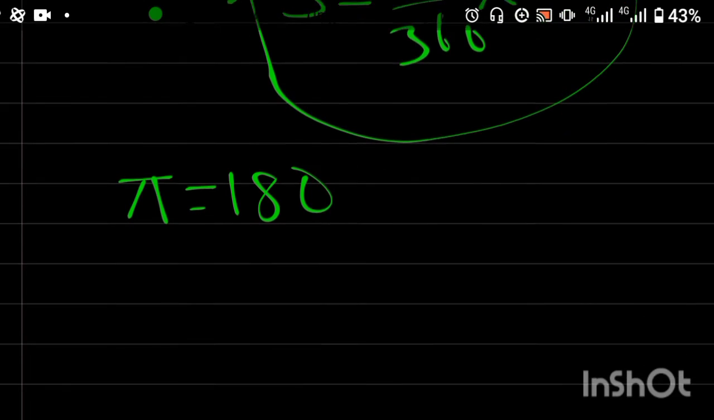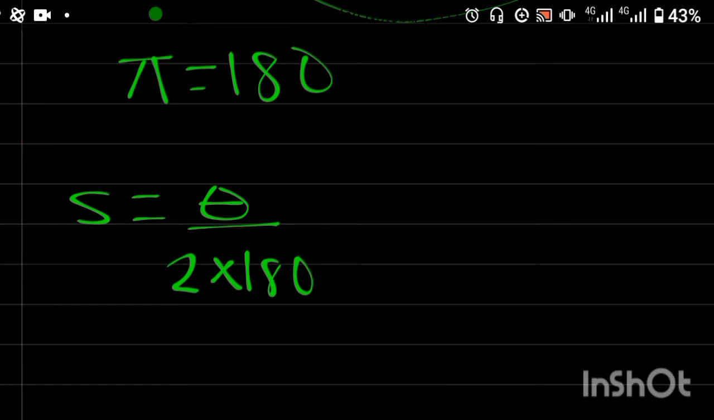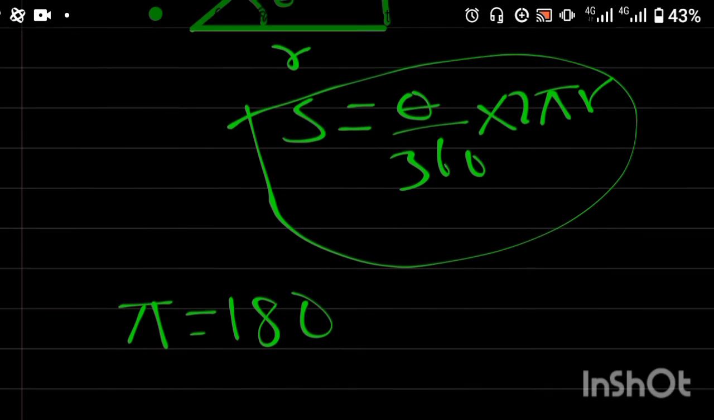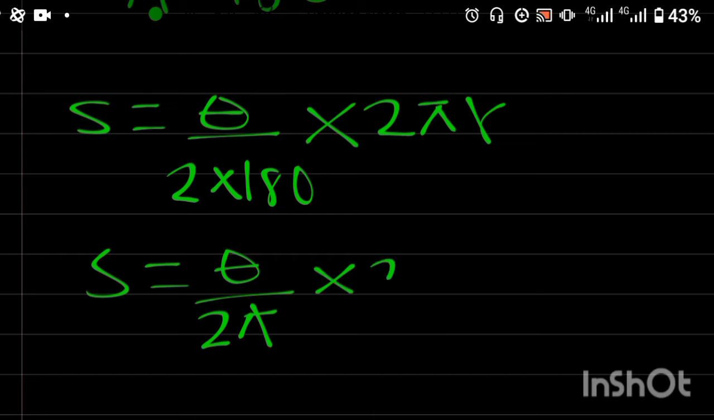So what are we going to do? From S is equal to theta over 360, which is the same thing as 2 times 180, then times 2 pi r. Therefore, I have S is equal to theta over, since 180 is the same thing as pi in radian, that means I have 2 pi times 2 pi r. Pi cancels pi.